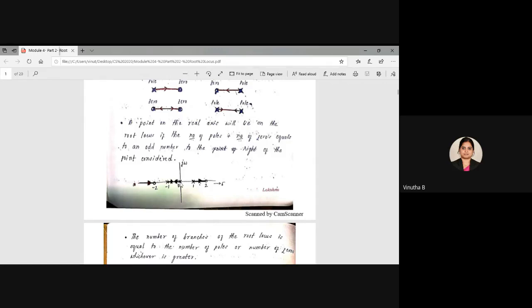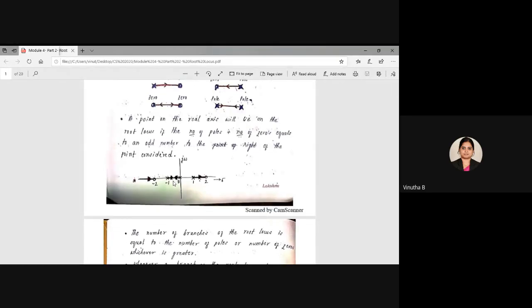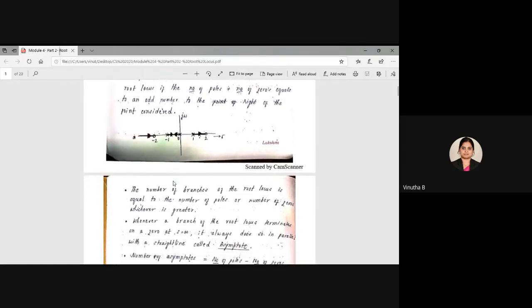Now I will consider all three. I place a test point in between -1 and 0 and see towards the right side of it. There is one pole here, there is one pole here, and there is one zero here. That gives an odd number of total poles plus zeros, which means the test point between -1 and 0 lies on the root locus. That is how you have to decide. When we solve problems, we will use this point. This was one point we had not discussed so far, so you have to remember it.